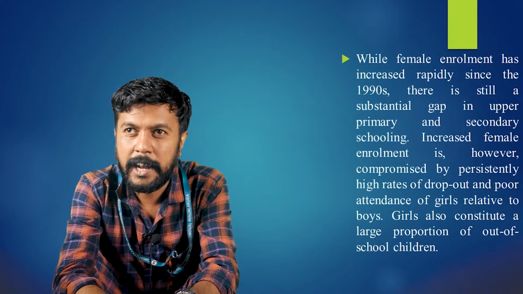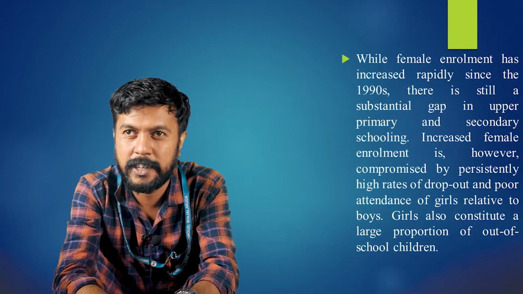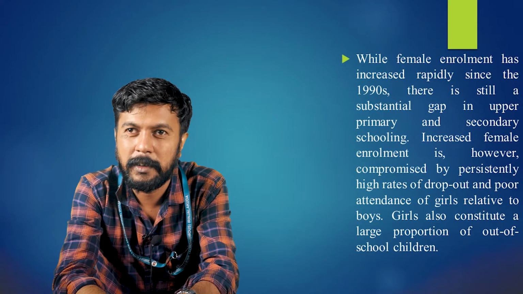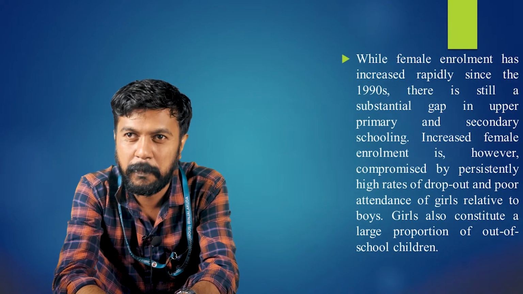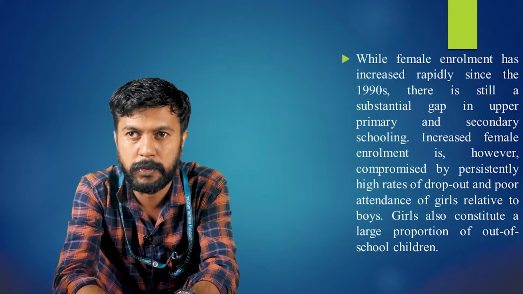While female enrollment in schools has increased rapidly since the 1990s, there is still a substantial gap in upper primary and secondary schooling. Increased female enrollment is, however, compromised by persistently high rates of dropout and poor attendance of individuals, especially girls, relative to boys. Girls also constitute a large proportion of dropout school children. Gender inequalities interlock with other forms of social inequality in education, notably caste, ethnicity, and religion.